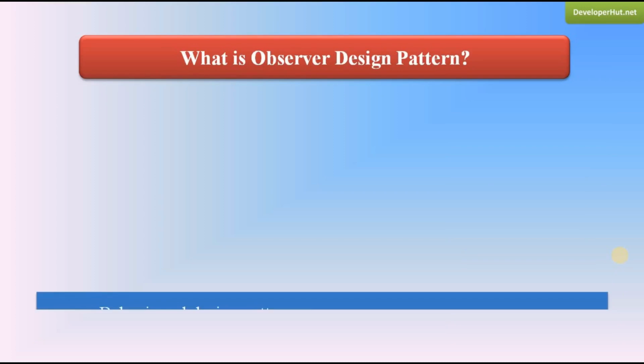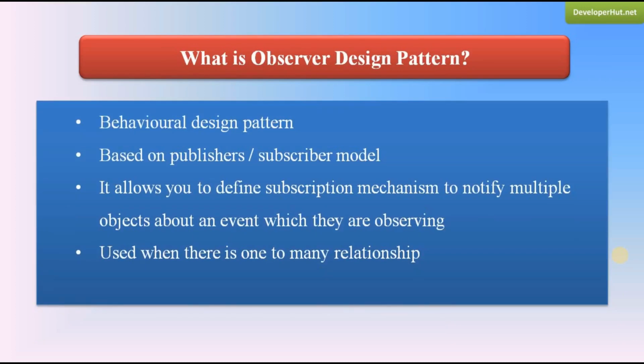So what is the Observer Design Pattern? Observer is a behavioral design pattern and it is completely based on the publisher and subscriber model. This pattern allows you to define a subscription mechanism which notifies multiple objects about a particular event which the subscribers are observing, right? And this pattern is used when there is a one to many relationship.